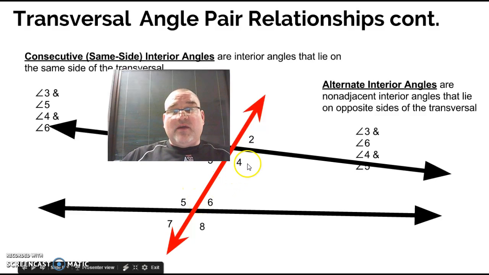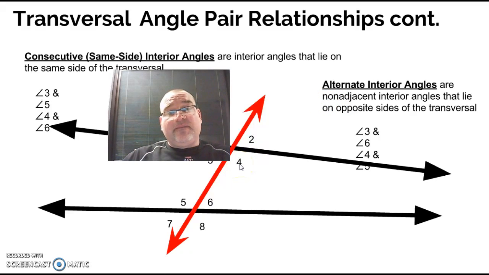Now you might be saying, well, 3 and 4 do that. That's why we have this part of the definition, non-adjacent. 3 and 4 are adjacent angles. They can't be alternate interiors.